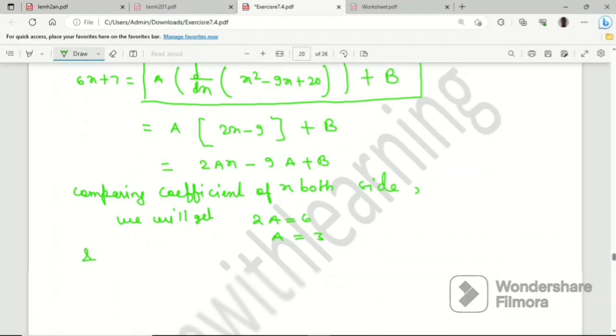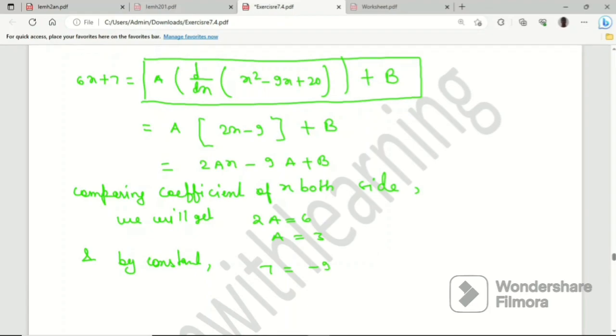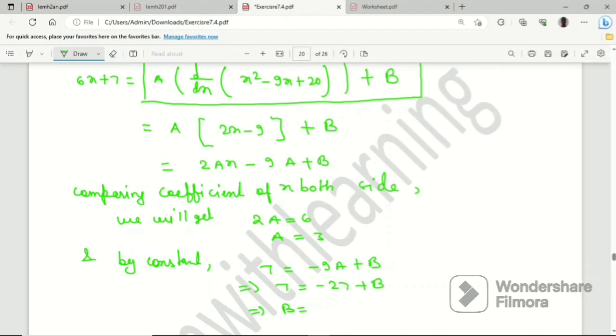And by comparing the constant, we will get 7 equal to minus 9a plus b. So it will give me 7 equal to, a is 3, so minus 27 plus b. I can write b equal to 27 plus 7, which is 34. So I am just replacing.